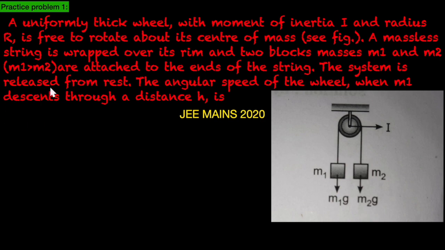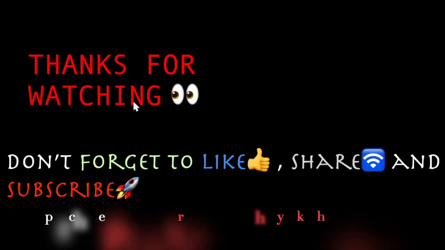The system is released from rest. What is the angular speed of the wheel, that is the pulley, when m1 descends through a distance h? I encourage you to solve this question on your own and comment the answer in the comment section. I will provide the answer to this question in the upcoming lecture.